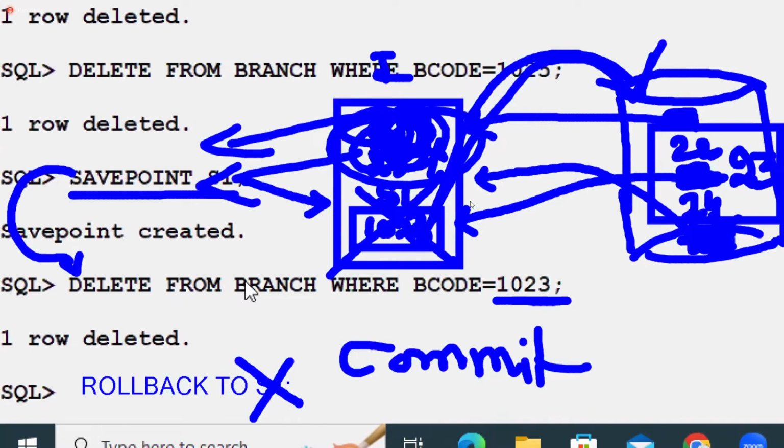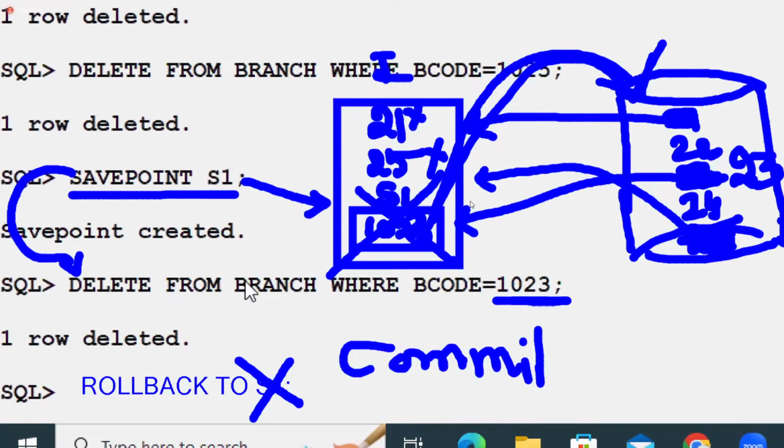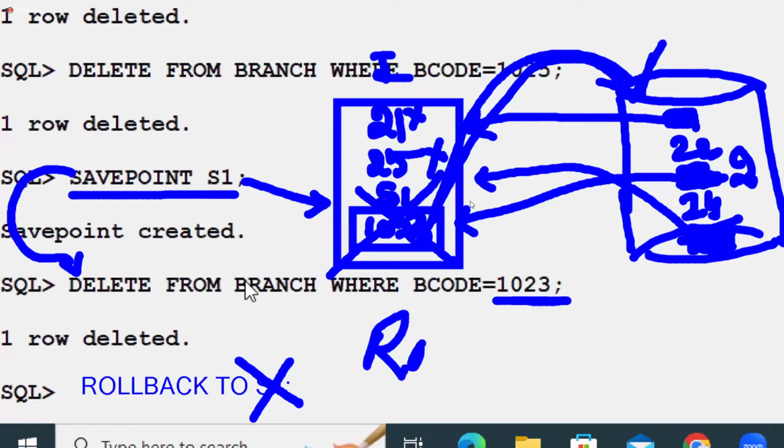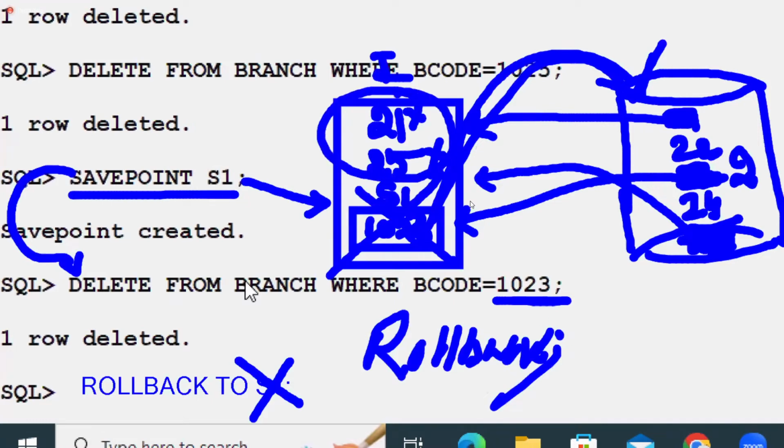Suppose, sir, I also want to restore the remaining row, 2125. Then what do you use? A simple rollback. If I use a simple rollback, then all rows in this instance memory are going to be restored into the database again. Understand now? Okay, so this is the save point.